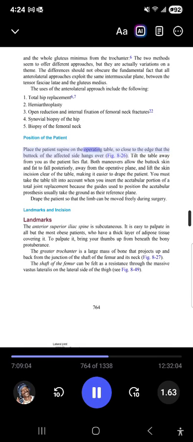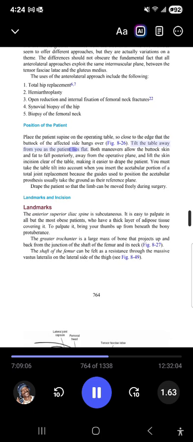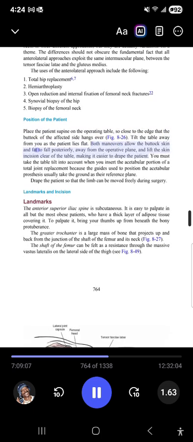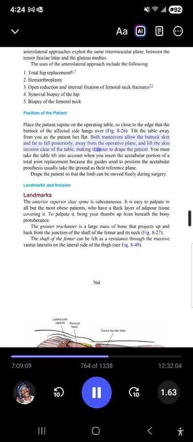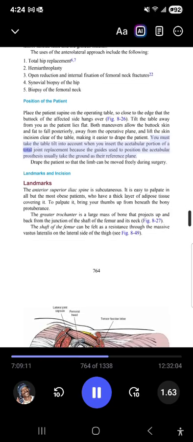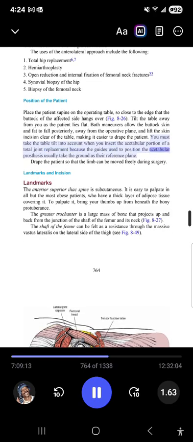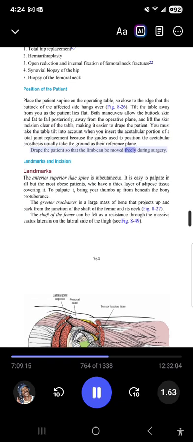Place the patient supine on the operating table, so close to the edge that the buttock of the affected side overhangs. Tilt the table away from you as the patient lies flat. Both maneuvers allow the buttock skin and fat to fall posteriorly, away from the operative plane, and lift the skin incision clear of the table, making it easier to drape the patient. You must take the table tilt into account when you insert the acetabular portion of a total joint replacement because the guides used to position the acetabular prosthesis usually take the ground as their reference plane. Drape the patient so that the limb can be moved freely during surgery.